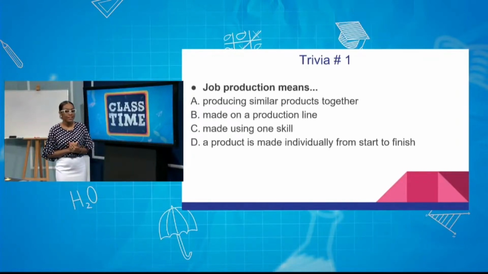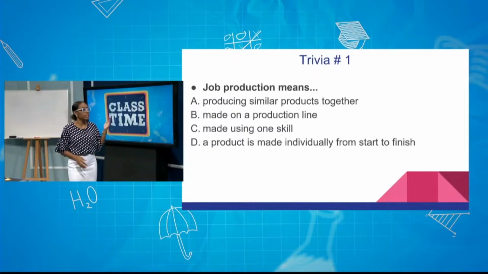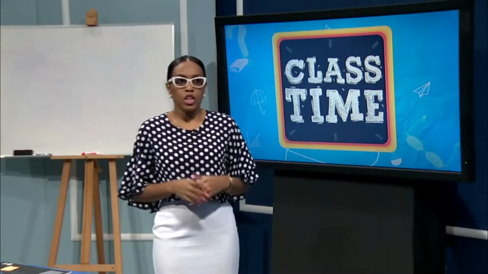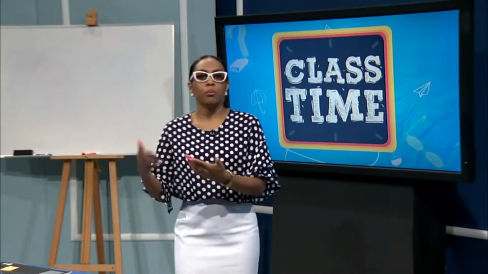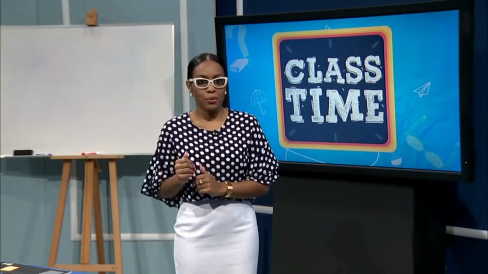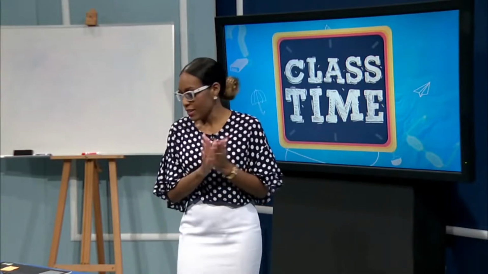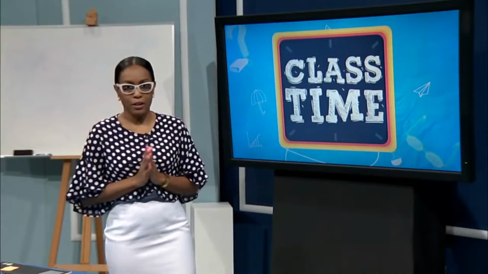The answer is D. Very good, very good. So job production means a product is made individually from start to finish. Because remember, earlier we mentioned that this is a one-off product, so you want to ensure that you complete that particular task that you have before you move on to another one. So from start to finish. Awesome, very good. You are paying attention.